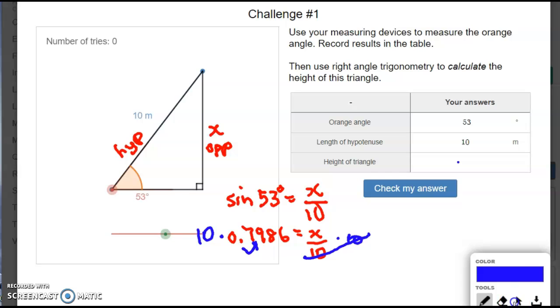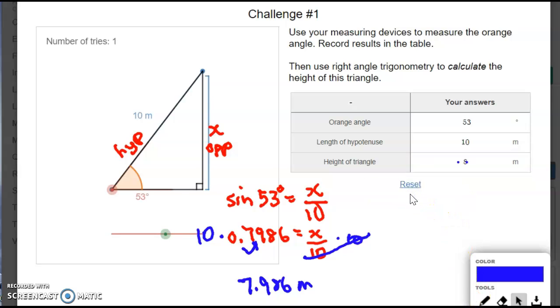So the height of the tree is 7.986 meters. And since the height is in meters, I am going to round it to the nearest meter. And that's going to become 8 meters. And that's my answer. So 8 meters. Check my answer and it will check it for you. Does it look right? Okay, good.